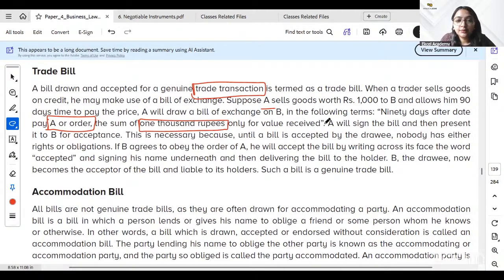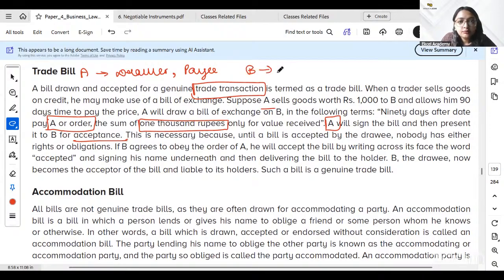A will sign the bill. So is your essential being completed here? Yes, because the drawer has to sign the negotiable instrument, which is the bill of exchange. A will sign the bill and then present it to B for acceptance. So in this case, who is A? A is the drawer, because it is by him that the instrument is being drawn. A is also the payee because it says 90 days pay A or order.